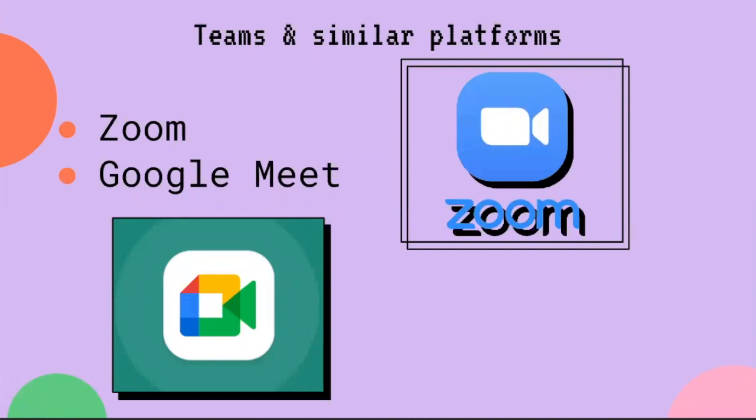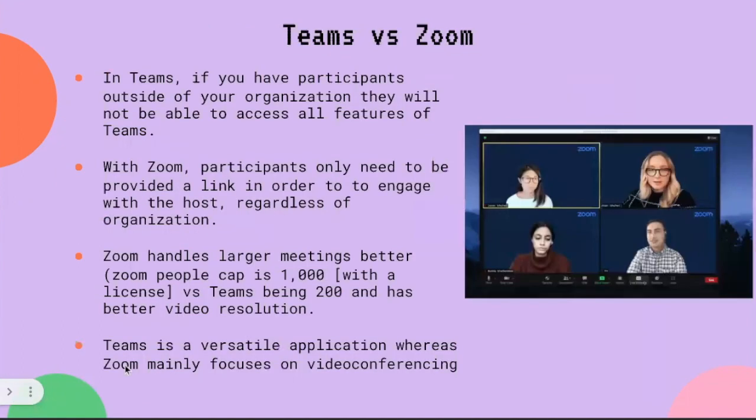Teams and similar platforms. We'll be going over Zoom and Google Meet. Teams versus Zoom. In Teams, if you have participants outside of your organization, they will not be able to access all features of Teams. With Zoom, participants only need to be provided a link in order to engage with the host, regardless of organization. Zoom handles larger meetings better, with a cap of 1,000 people if you have a license, versus Teams being 200, and Zoom has better video resolution. Teams is a versatile application, whereas Zoom is mainly focused on video conferencing.